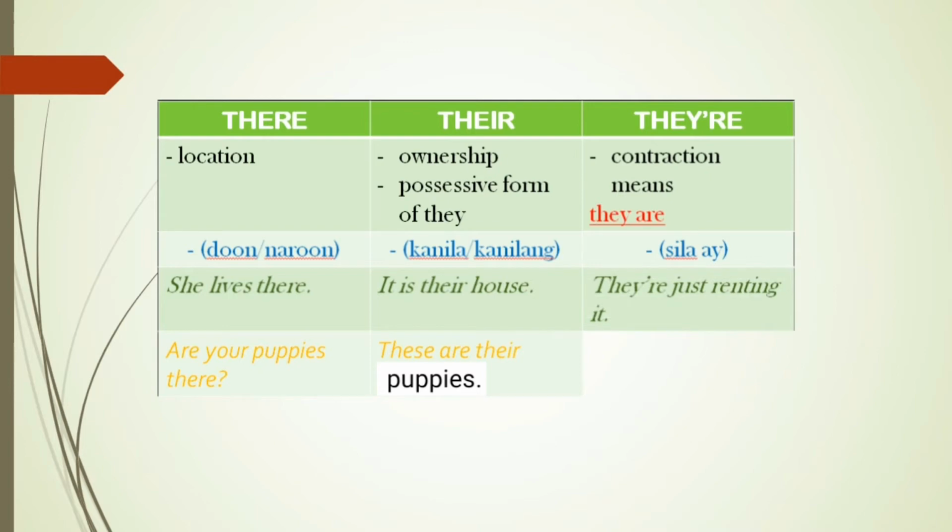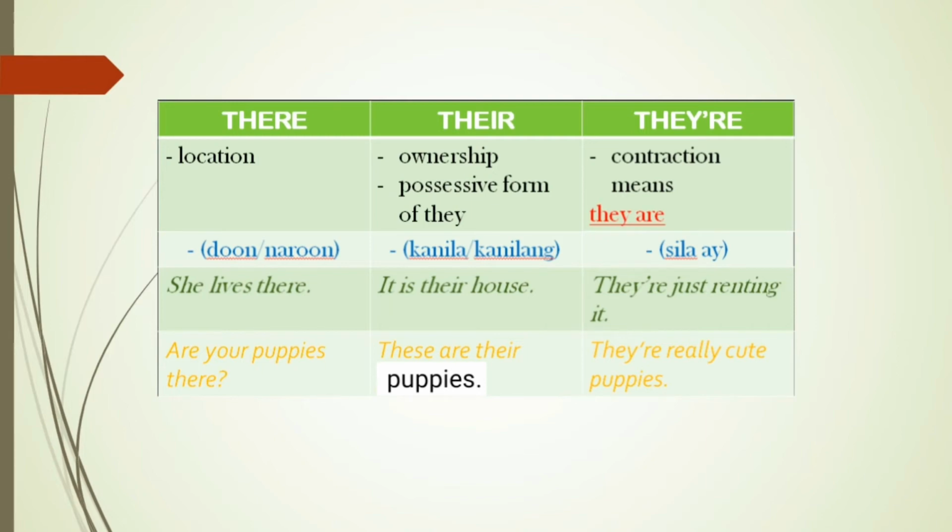So we have here examples. They're just renting it. Sila ay nangungupahan lang. Next example, they're really cute puppies. Ibig sabihin, sila ay magagandang mga tuta. That is for the last, they're. It means the contraction of they are, or shortened word for they are.